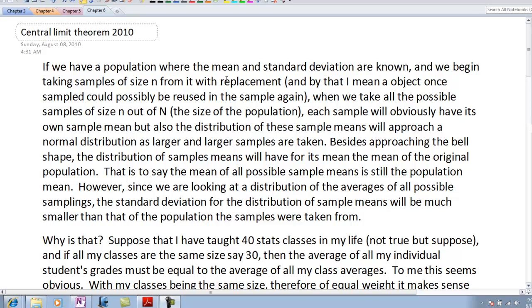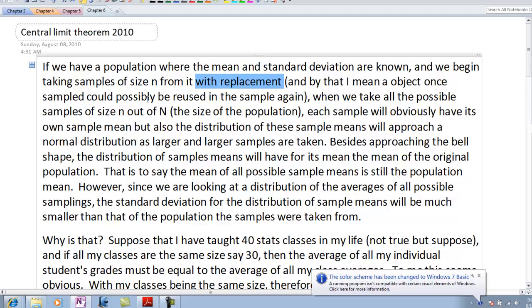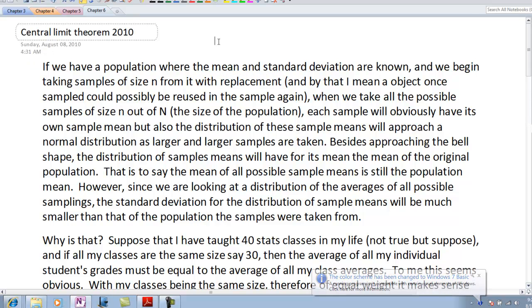I said with replacement right here. And by that I mean an object in one sample could possibly be reused. So it's not like the lottery where once a ball is used, it's not reused. No, I'm saying I'm taking a ball out, I'm reading the number, I'm putting it back. And I'm going to take out 10. Well, there's only so many ways I can do that.